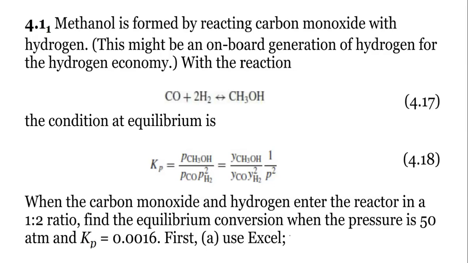Now when the carbon monoxide and hydrogen enter the reactor in a 1:2 ratio, find out the equilibrium conversion when the pressure is 50 atm and Kp is given, Kp is 0.0016, and use Excel to find out the equilibrium conversion. Means in the reactor the carbon monoxide and hydrogen ratio is 1:2 and everything is given. Now we have to find out the equilibrium conversion. So you have to solve this problem.